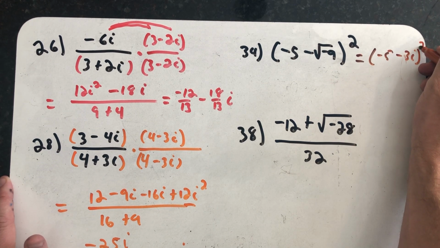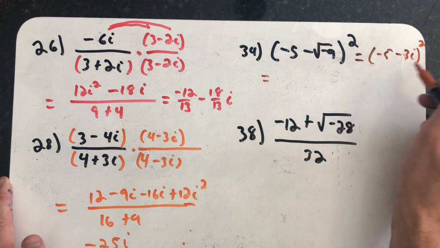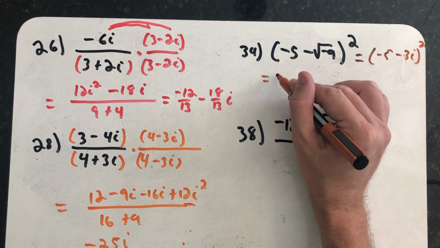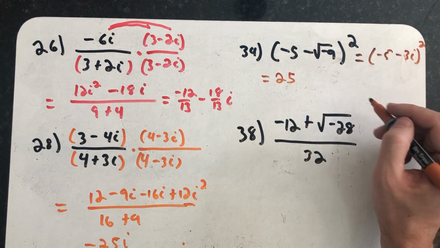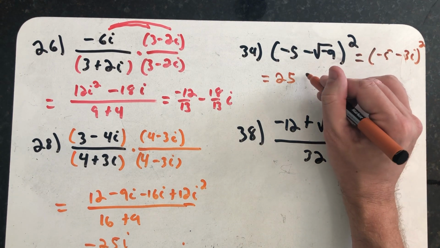So I have (-5 - 3i) squared. Well, I could write that beside itself and multiply it, but I think I'll just remember my special product formula. (-5) squared is 25. In the middle, I'd multiply those together and then double it. So I'd end up with plus 30i.